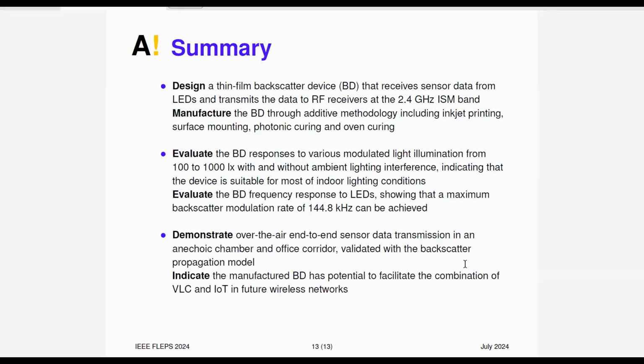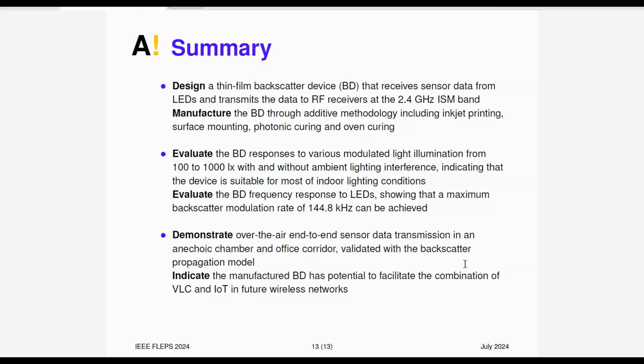We also evaluate the frequency response to the lights, showing that the maximum modulation rate can go to 140 kilohertz. It also depends on the solar cell and the circuit that we used. Of course, we can reach higher and higher frequency, but it depends on the use cases. For example, maybe it's enough for low power and low rate IoT applications.